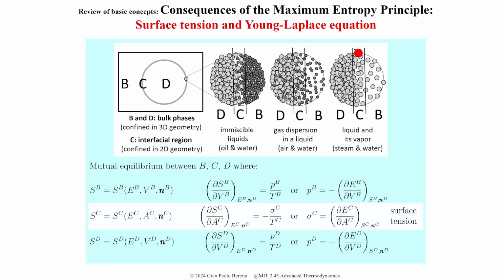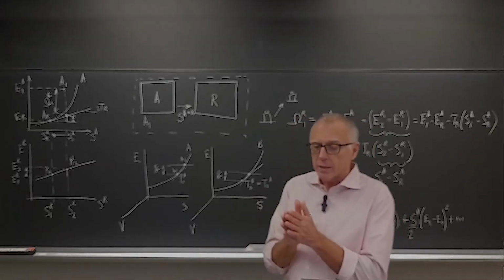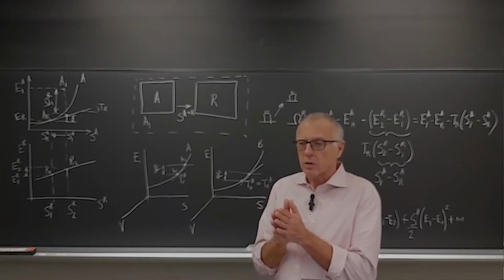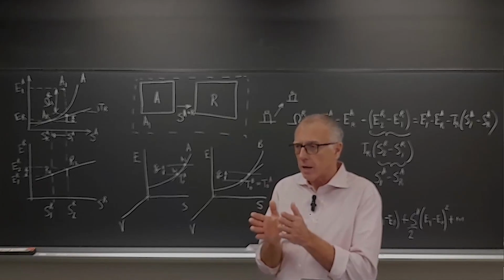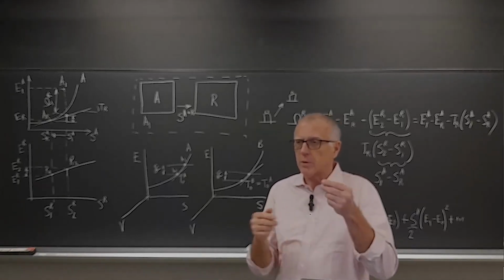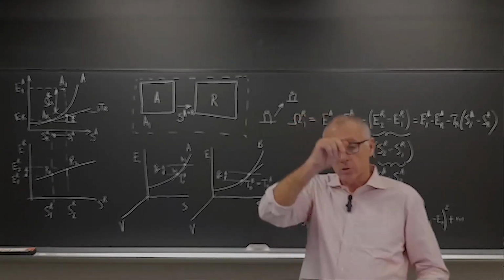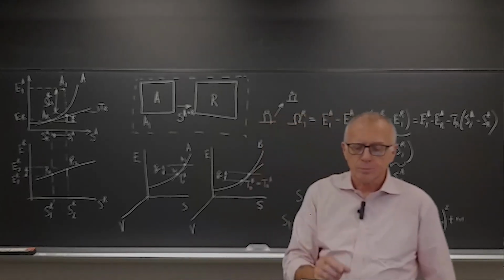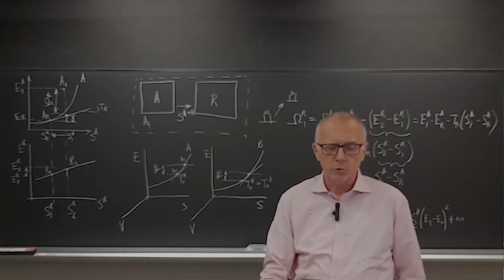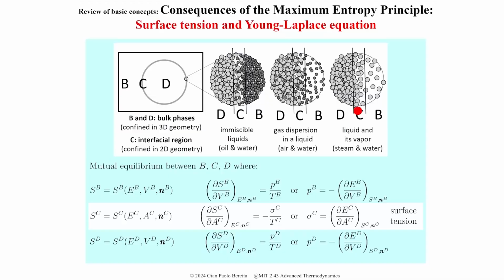The interfacial region is a very thin region in which the density changes drastically. Now, a factor of 1,000 is the density difference between the liquid and the vapor, for example, for water. So the density drops in a matter of a few, what is it? Nanometers. It drops by a factor of 1,000.